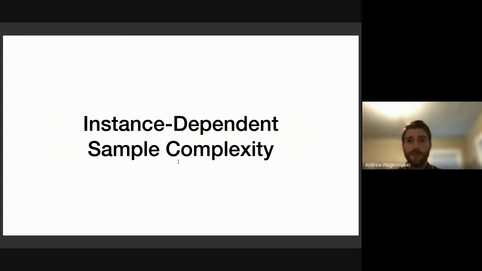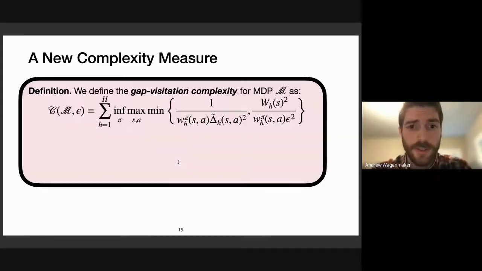Okay, so now we can get into the results. First I'm going to introduce, again, this notion of the gap visitation complexity that I mentioned earlier, so I'm going to introduce it a bit more formally here. Now that we have this notation, we see the gap visitation complexity for a given MDP M. It balances this trade-off between the state visitation distributions and the gaps. And I'll give an example in a second that explains how you actually get this.